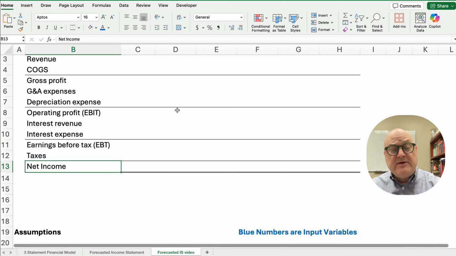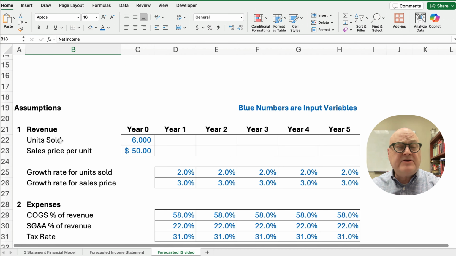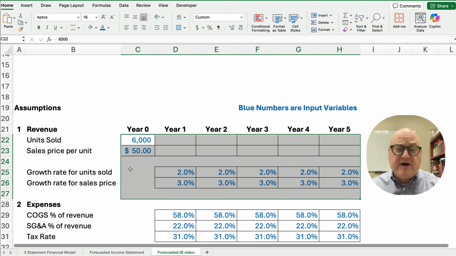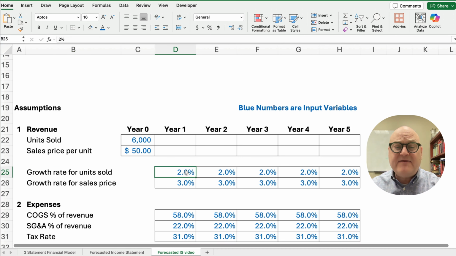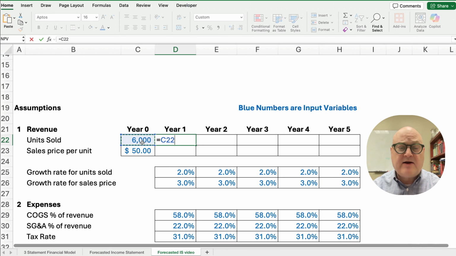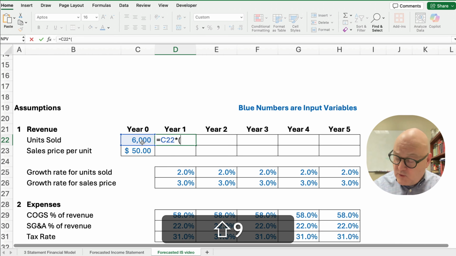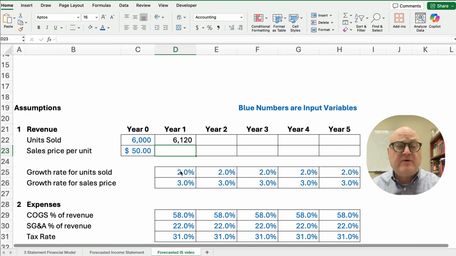So let's get started with our assumptions. So here's what we have. Let's pretend everything that's in blue is an input variable. I've just typed those numbers in. Everything is changeable. What we have is units sold. The previous year is 6,000. And we're going to say it's going to grow at 2%. So let's say that each year we think our units sold is going to grow. So we're going to multiply that times 1 plus the 2%. And so what we have, a 2% growth in units sold, we're going to sell 6,120.